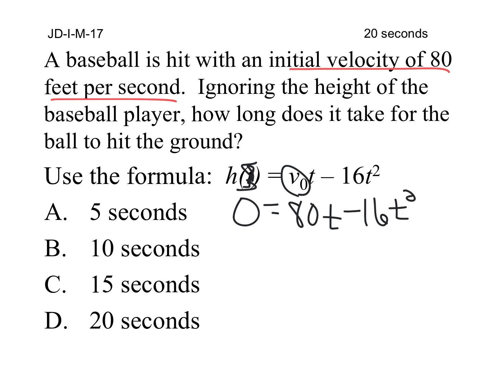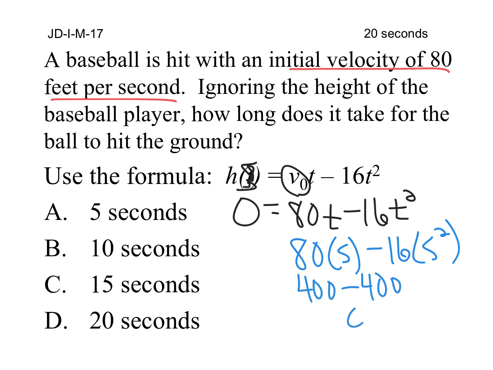And then probably what I would do is just start substituting in. Somebody try A, somebody try B, somebody try C. And so if you put in a 5 in place of T, if you work that out, this would be 400 minus 400, which is 0, and that's what we wanted. So A is our answer. If that didn't work, somebody else hopefully worked out a different one, and then figure out which one it is that works.